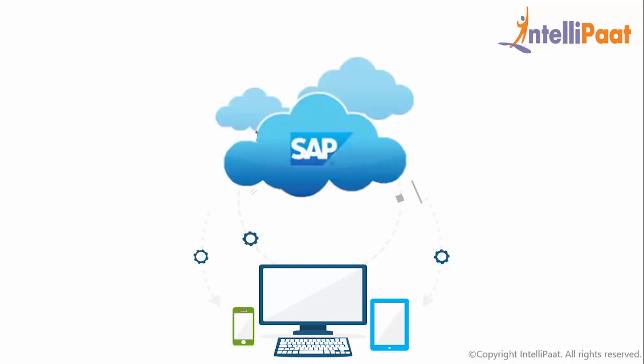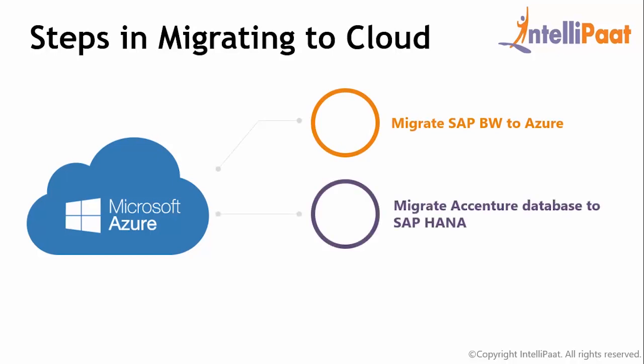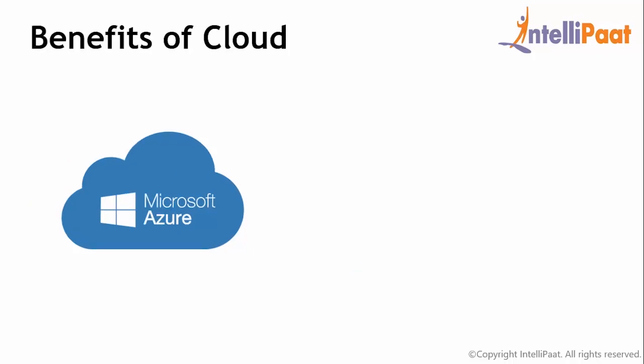The Microsoft Azure team and SAP partnered to migrate Accenture's 7 terabyte SAP BW to SAP HANA on Azure large instances in just 6 months. There were three main steps. The first one was to migrate SAP BW from an on premise data center to Azure, and then migrate Accenture Enterprise Database from Microsoft SQL Server to SAP HANA with Unicode conversion, and then to upgrade to SAP BW and SAP Business Planning.